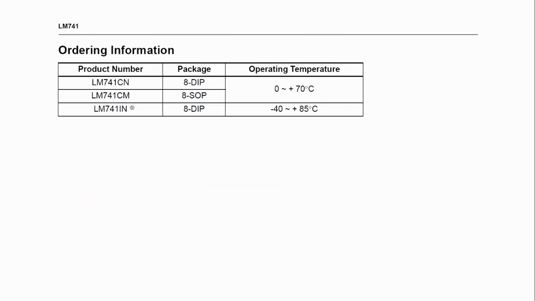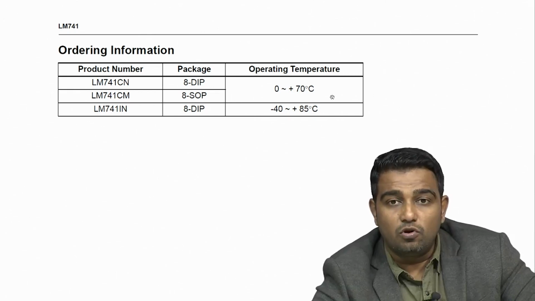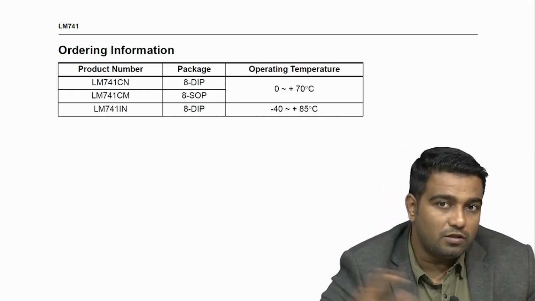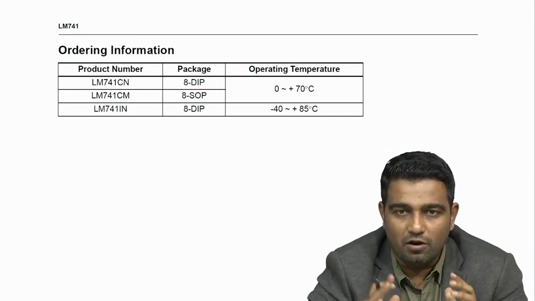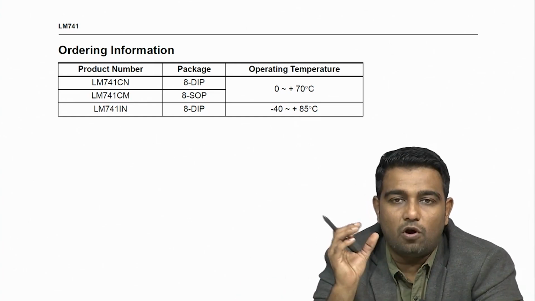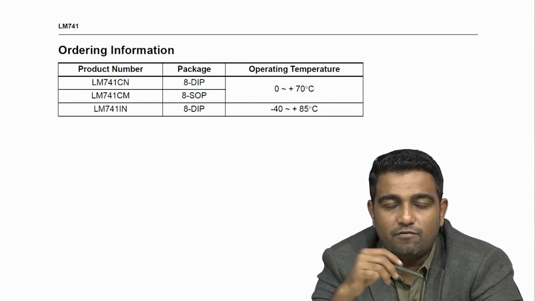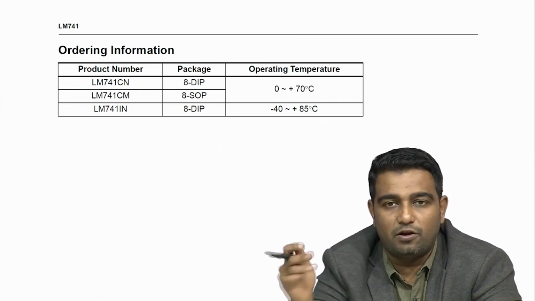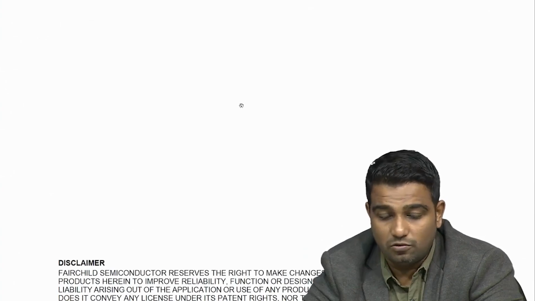Then, ordering information. If you want to use temperature from 0 to 70, we can have either the LM741 8 pin DIP or 8 pin SOP, while if you want to go from -40 to 85 degrees, we have to go for the 8 pin DIP LM741 IN. This is the ordering information. When you want to order an IC, you should know what parameters you have to use. You will know these parameters when you look at the data sheet. When you understand the data sheet, you can understand which IC to order. The ordering information is given from the operating temperature point of view, but there are other parameters also.